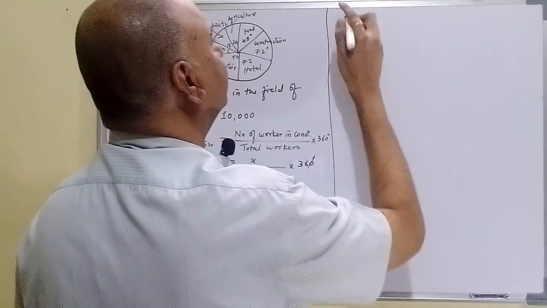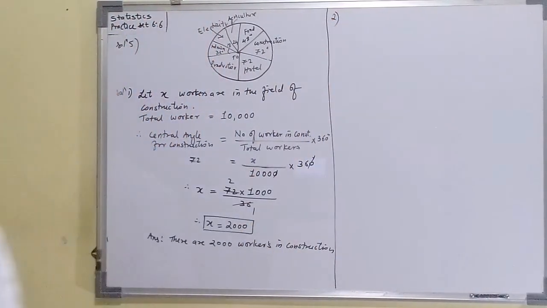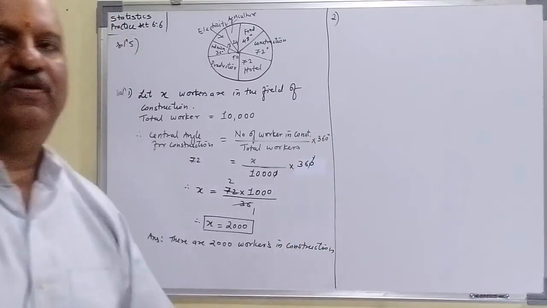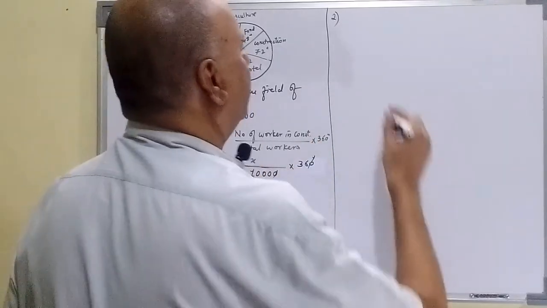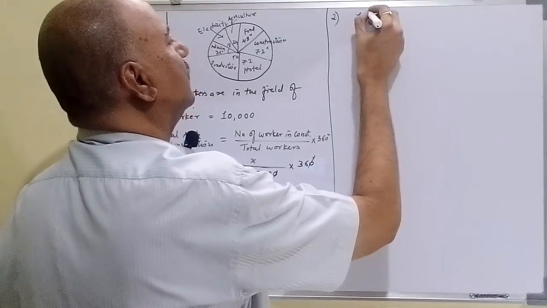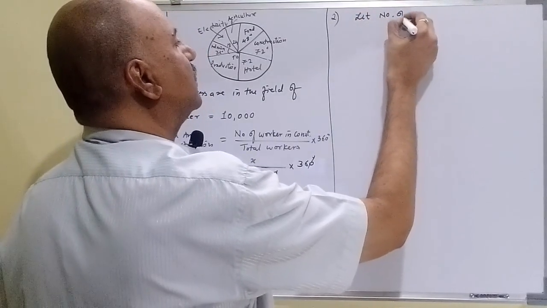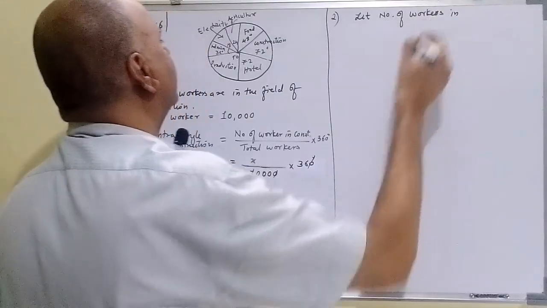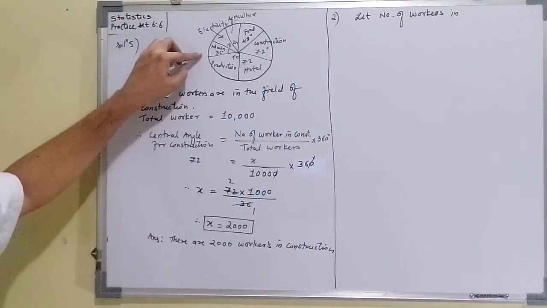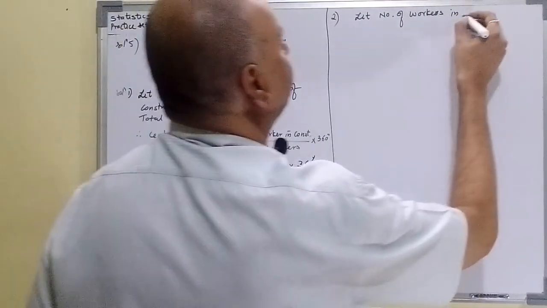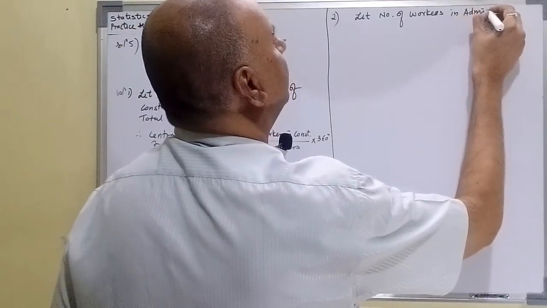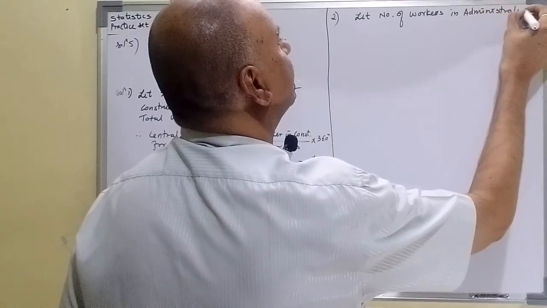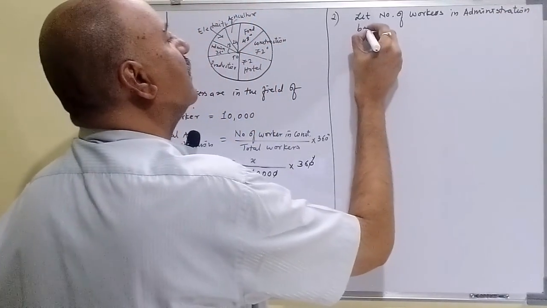Now we go to second one. The second question they have asked is administration. So हम लोग इसको y लेते हैं या x, y, z कोई भी. Let number of workers in administration be y. Number of workers in administration उन्हें पूछा है.